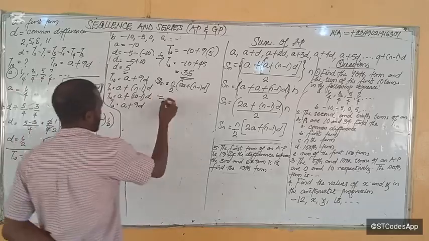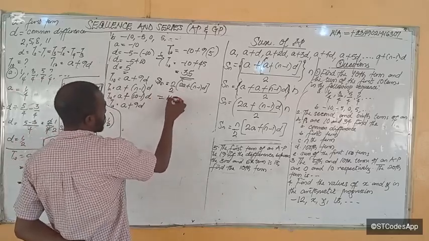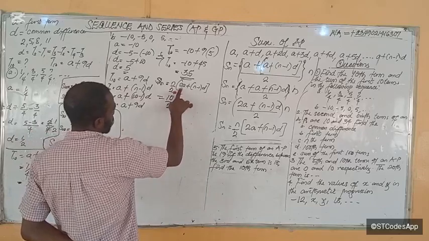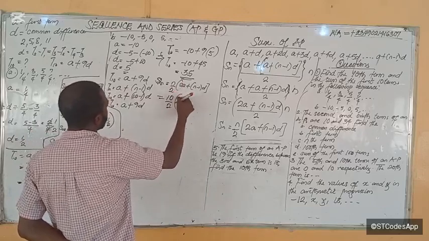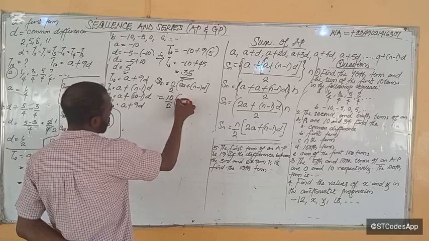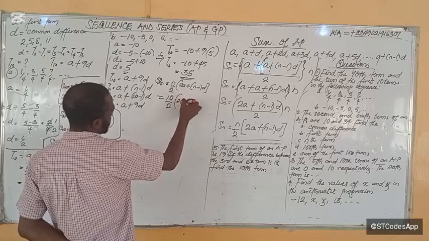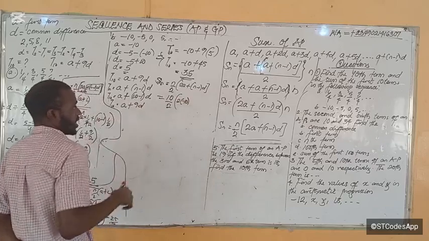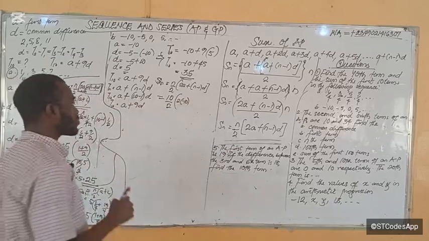All right, but since we know that now, let's just continue. So n is still 10 over 2 into bracket 2a, that's 2 into bracket minus 10. Is that clear? I mean, there's a way I taught some of my students to do this thing.